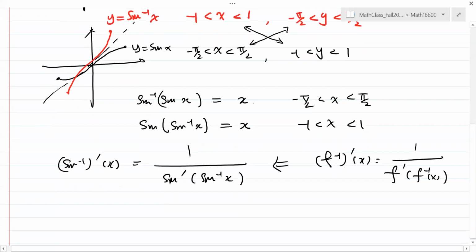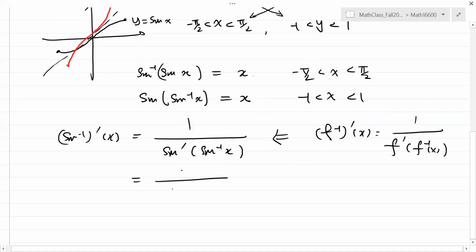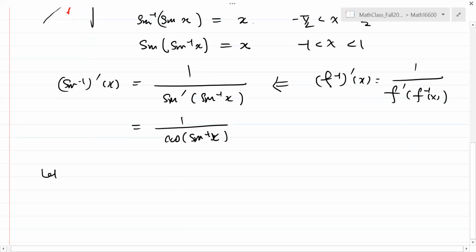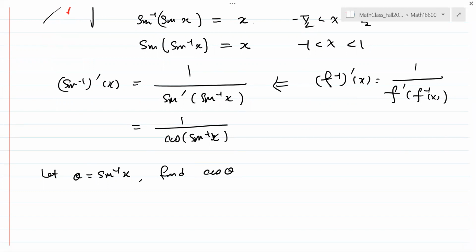But we know sine prime is going to be cosine. Now, are we able to simplify this further? This is very general: sine becomes cosine. And let's do it. Okay, it's possible. We're going to simplify. We let theta be the inverse sine of x. We want to find cosine theta. Then you can simplify the denominator and express it in terms of x.